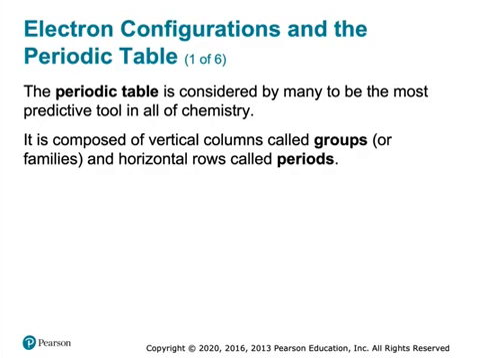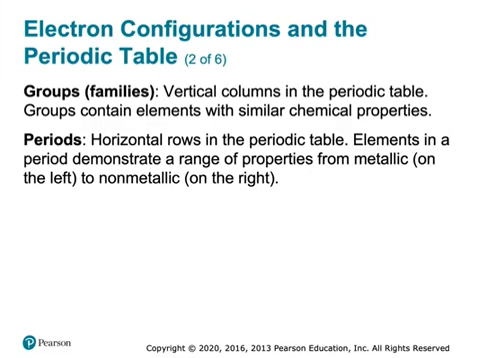Okay, so the periodic table, it's a very productive tool of all chemistry. The columns are called groups or families, and the rows are called periods. Groups and families have very similar chemical properties. So an example of a family: copper, silver, gold are in the same family. You're like, well, those all look different.